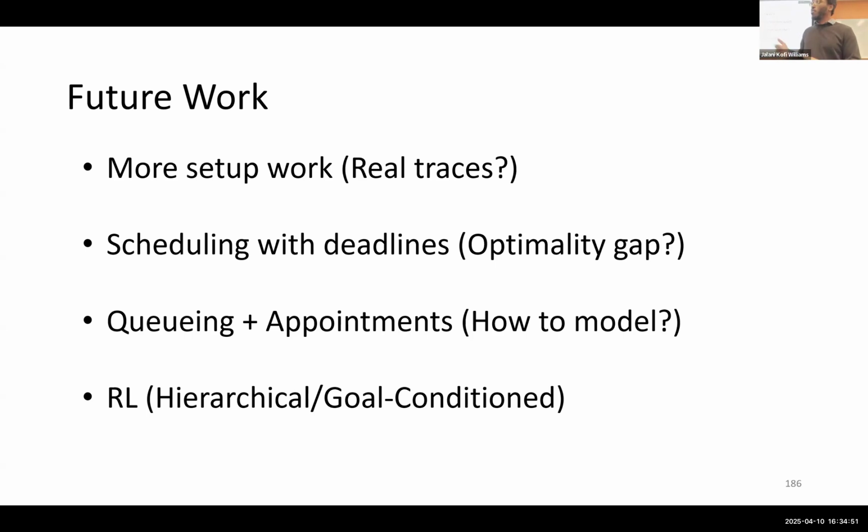Another thing I've been interested in recently is reinforcement learning, in particular hierarchical and goal-conditioned reinforcement learning. I've been looking at it from a theoretical point of view, and I'm interested in what we can do to enhance generalization. So yeah, that's what I have.